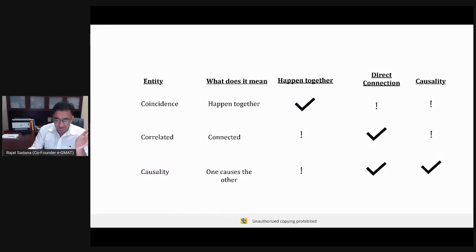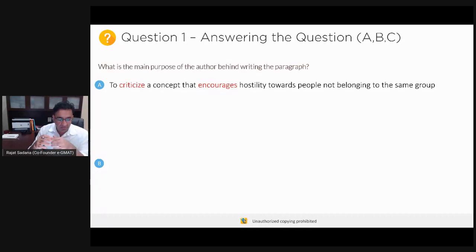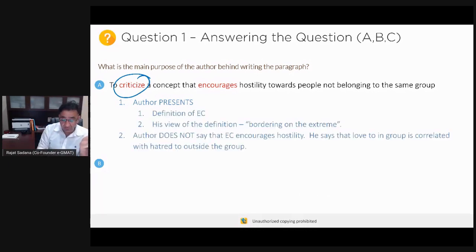Now, I'm going to actually come back to this later on. So let's answer our questions over here. What's the main purpose of the author behind the author writing this paragraph? Choice A, clearly incorrect, only one person chose, talks about the author's written this paragraph to criticize a concept. We know the author doesn't criticize. He doesn't say EC is bad. And he says he provides a view on that definition, but he doesn't provide a view on EC as such. So this can't be right.